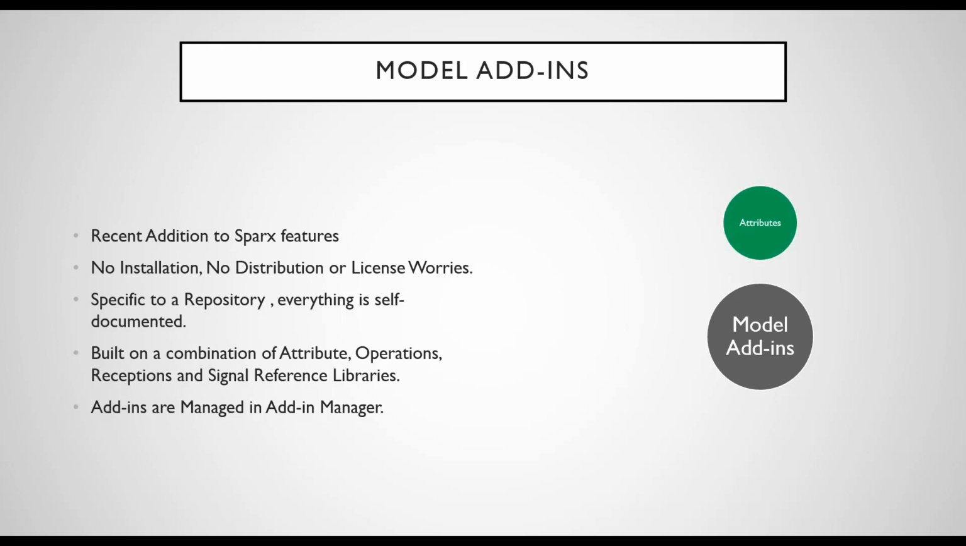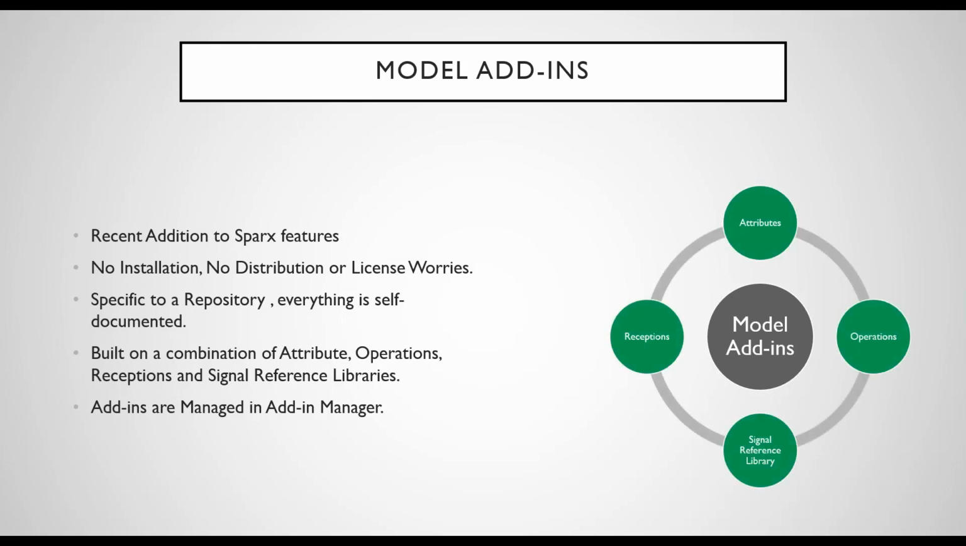It works on a combination of attributes, operations, signals, and finally the receptions. Everyone may already be familiar with what attributes and operations do generally in EA, so I'm not getting into that point. I would like to relate each of these components with the model add-in. Basically, all the common properties which we will be using in our add-in will be configured in the attributes, and all the event configurations, scripting language configuration, or methods to process the add-in will be added in the operations part.